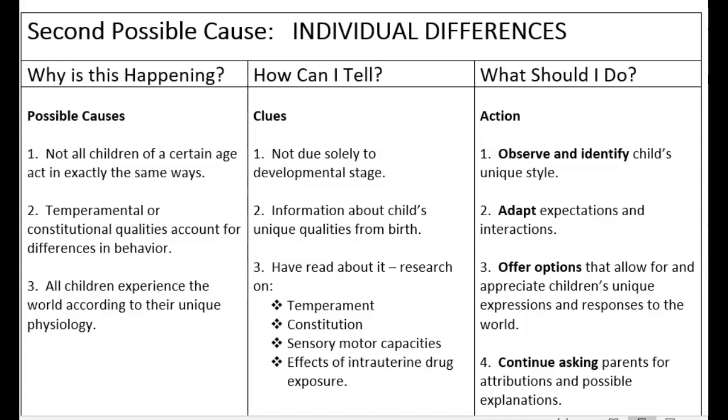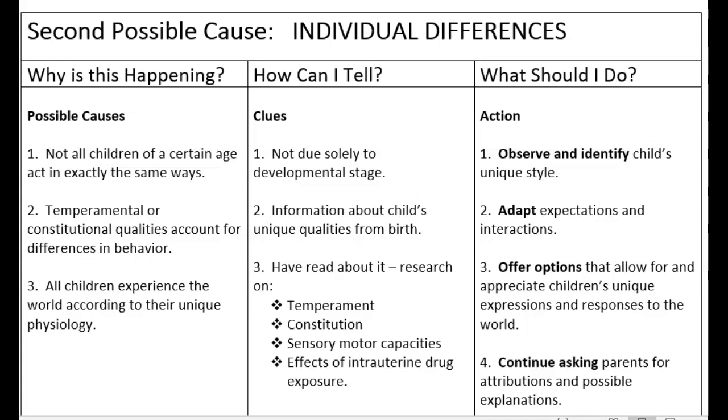So why is this happening? Well, a possible cause with individual differences is that not all children of a certain age act the same way. Temperamental or constitutional qualities might be responsible for their behavior, and all children experience the world according to their unique physiology. So how can you tell? Well, it's not solely a developmental stage. In other words, you see these temperamental differences in the way the child approaches the world from a very early age.